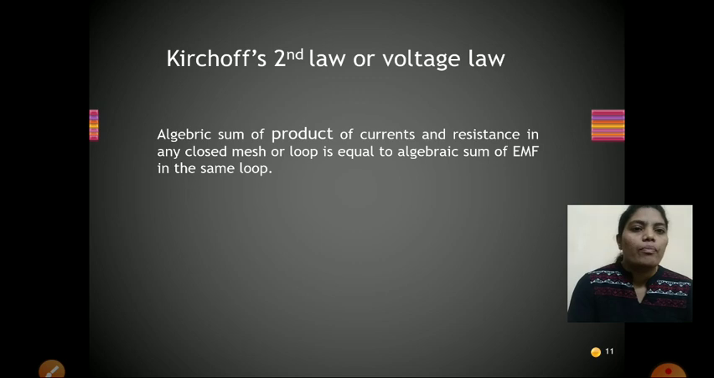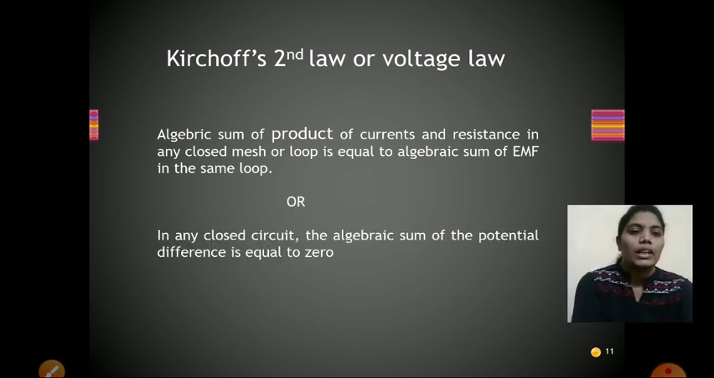So the algebraic sum of the product of currents and resistance is simply the potential difference. The algebraic sum of potential differences in any closed mesh or loop is equal to the algebraic sum of EMF in the same loop. In any closed electric circuit, we have EMF and we have potential difference, which is simply the product of current and resistance. So the sum of the product of currents and resistance is equal to the sum of EMFs in the same loop. Or else we can say, in any closed circuit or closed loop, the algebraic sum of the potential differences is equal to 0.